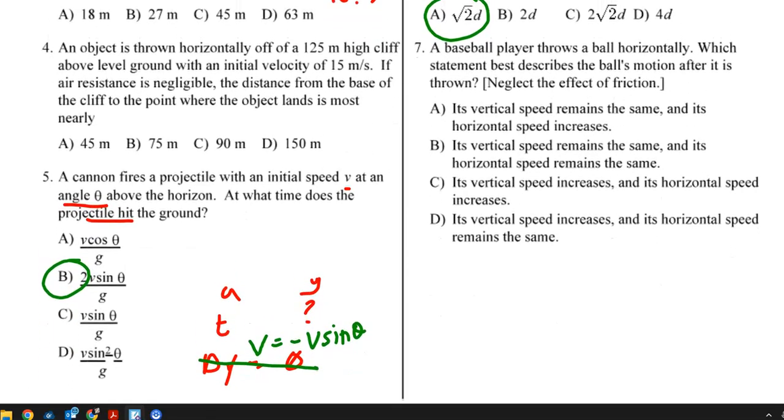All right, conceptual problem: a baseball is thrown horizontally. Which best describes the motion after it's thrown? Vertical speed can't remain the same because it's accelerating, so I can throw out A. Vertical speed remains the same, we can throw that one out. Vertical speed increases, absolutely, so it's either C or D. What do you know about the horizontal speed? It's constant, so it has to be that. Vertically we are accelerating, and horizontally it's constant. All right, let's move on.